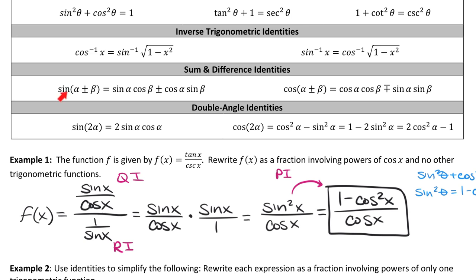Meaning, if I'm doing the sine of two angles that are added together, that formula is sine of alpha cosine of beta plus cosine of alpha sine of beta. If I'm doing the subtraction, so the bottom part, sine of alpha minus beta is sine of alpha cosine beta minus cosine alpha sine beta. There's two formulas in one.